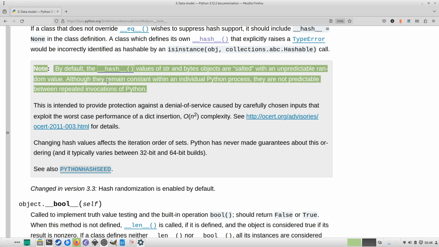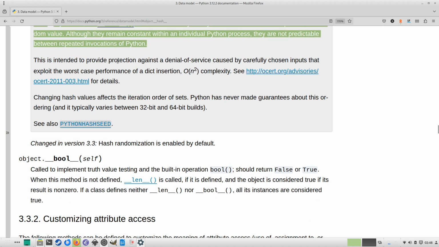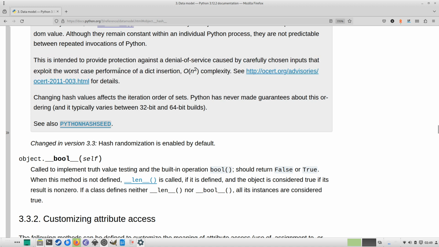And that's why hashes should be computed with the functions which are supplied, like SHA-512 and SHA-256. Those kinds of hash functions should be used to compute the hash, and hashing should not be computed manually because writing a good hash function is very tricky. This is intended to provide protection against a denial of service caused by carefully chosen inputs that exploit the worst case performance of a dict insertion, O(n²) complexity. Changing hash values affects the iteration order of sets. Python has never made guarantees about this ordering, and it typically varies between 32-bit and 64-bit builds.